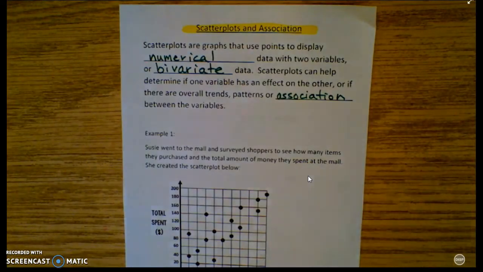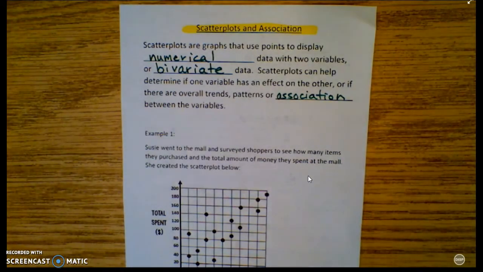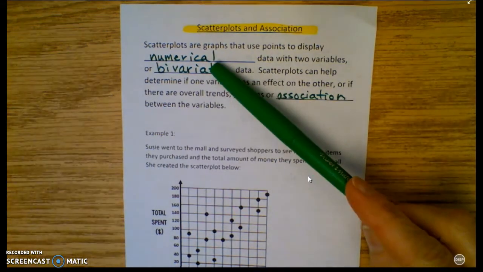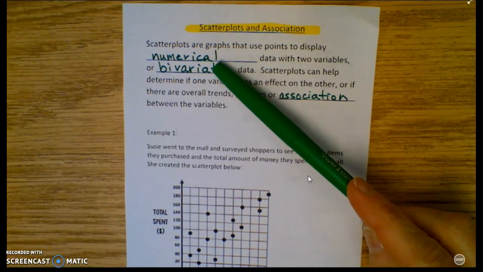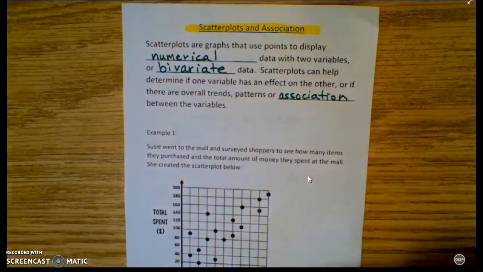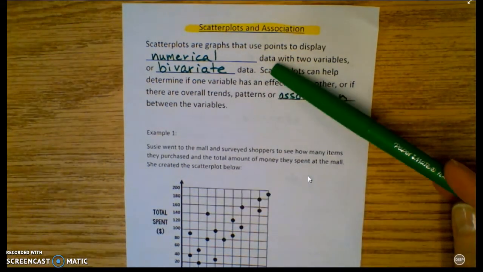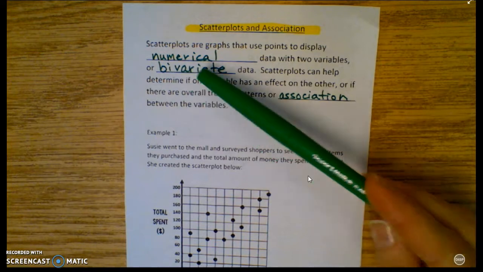Okay, ladies and gentlemen, your lesson for today is all about scatterplots and how the points or the variables associate with each other that we can see visually when we get a graph. Scatterplots are graphs that use points to display numerical data. You won't see categorical data like you will with a bar graph. It's always just numbers for each of the axes. And that's why sometimes we call this bivariate data.